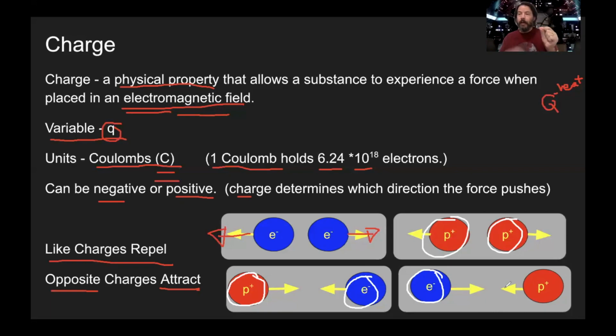Now an electron and a proton have the same amount of coulombs of charge, so they're exactly the same charge. So instead of electron, electron, I could say Q1 and Q2. If those are both negative, they will repel. If both are positive, they will repel. If one is negative and one is positive, they will attract to each other and move towards the center.